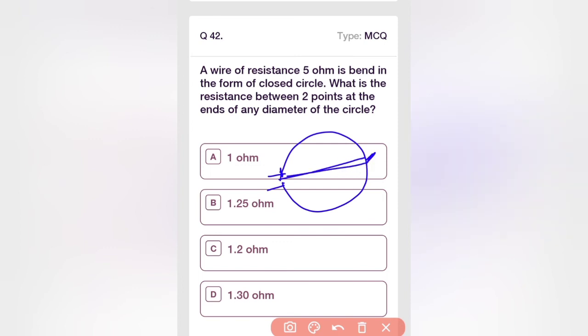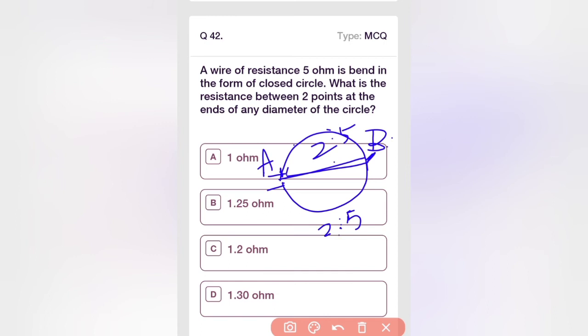So that means the total resistance is 5 ohm. That means this half is going to be 2.5 and this half will be 2.5, total is 5. Now we need to find the resistance across these points A and B. Now they are connected in parallel, so I need to find this RAB.